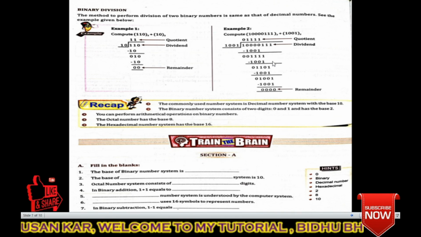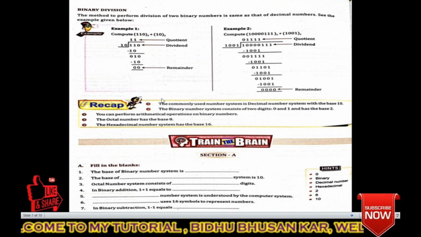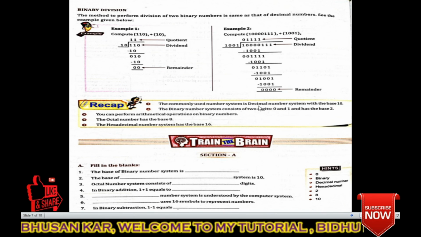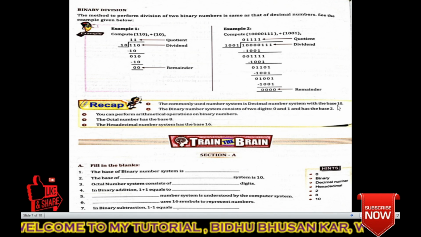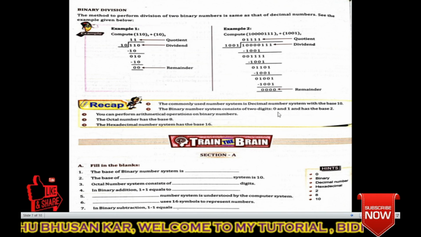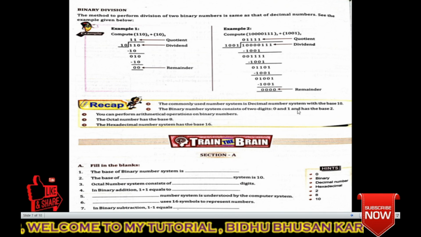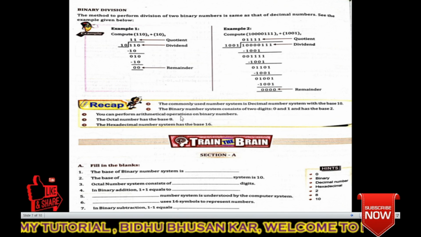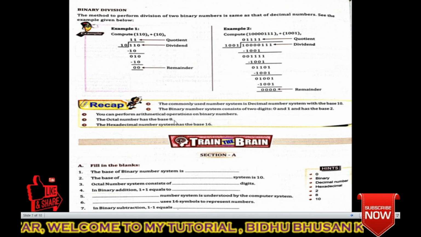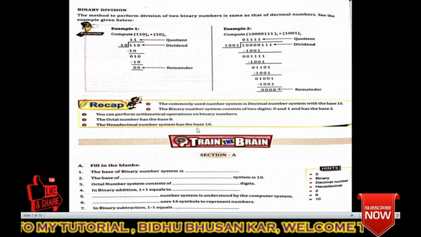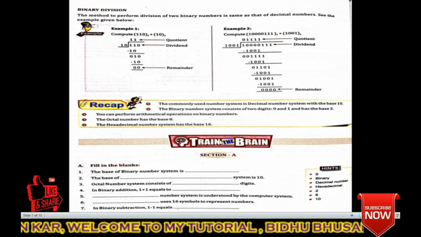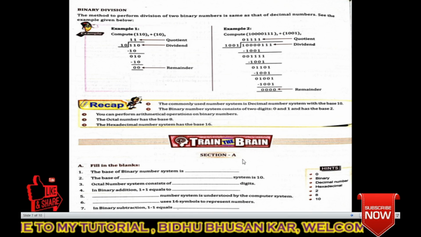Okay, so recap what we have learned. The commonly used number system is the decimal number system with base 10. The binary number system consists of 2 digits, that is 0 and 1, and has base 2. You can perform arithmetical operations on binary numbers. The octal number has base 8. The hexadecimal number has base 16. Okay, understood or not?